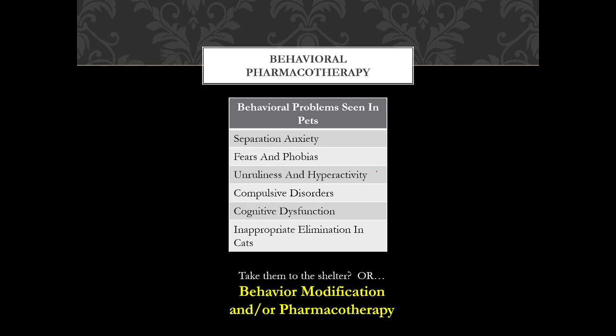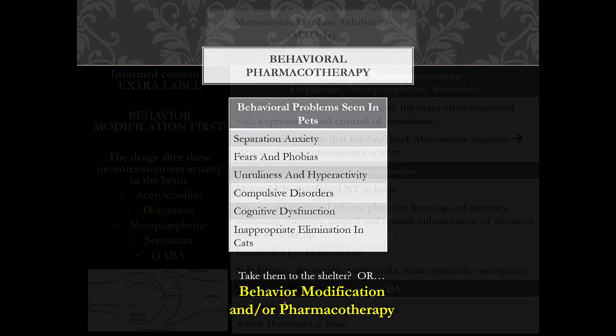Some behavioral pharmacotherapy. Behavioral problems that we see in pets that we can treat with drugs: separation anxiety, fears and phobias, unruliness and hyperactivity, compulsive disorders, cognitive dysfunction, and inappropriate elimination in cats. So we can take them to the shelter, or we can do behavior modification, and/or we can do pharmacotherapy.